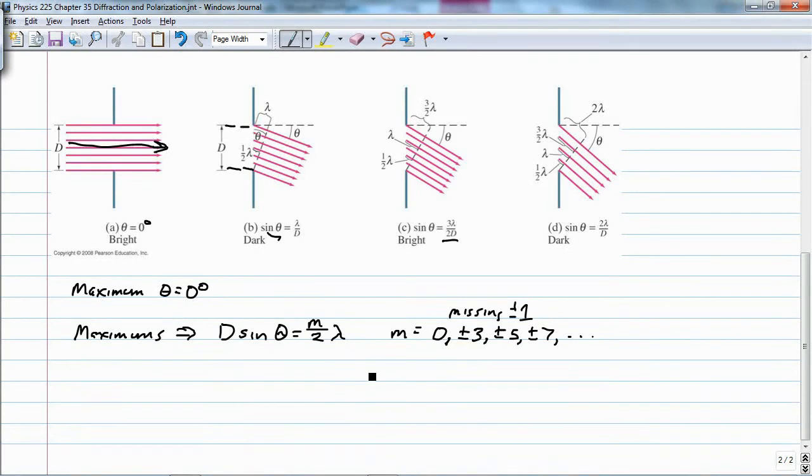And the minimums are going to occur at d times sine of theta equal to m lambda, where m in this case is equal to plus or minus 1, plus or minus 2, plus or minus 3, and as we go.